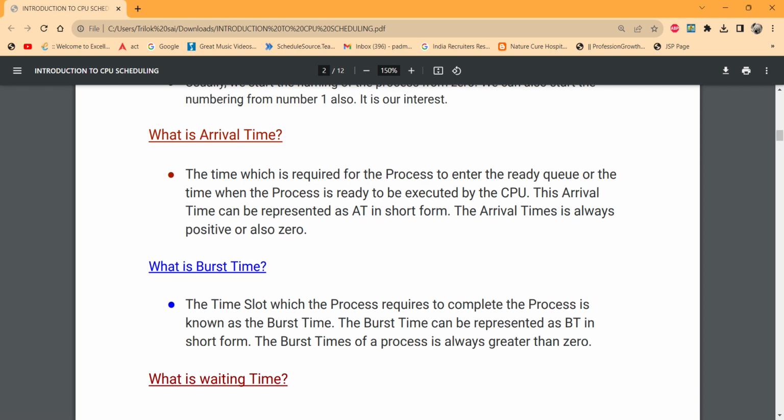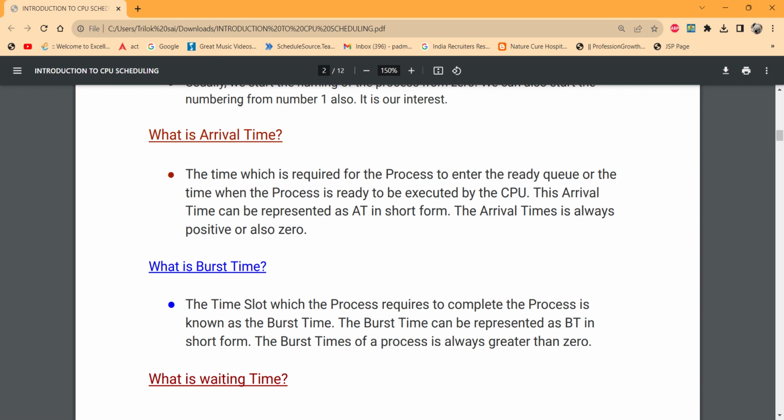The arrival time is always positive or always zero. It is common sense, my dear friends. Arrival time cannot be negative. If arrival time is negative, which means that a process does not exist at all.